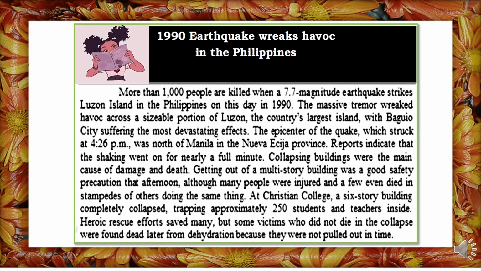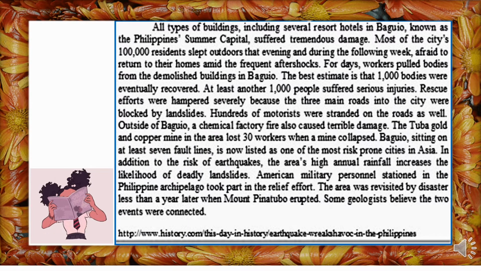At Christian College, a 6-story building completely collapsed, trapping approximately 250 students and teachers inside. Heroic rescue efforts saved many, but some victims who did not die in the collapse were found dead later from dehydration, because they were not pulled out in time. All types of buildings, including several resort hotels in Baguio, known as the Philippine summer capital, suffered tremendous damage. Most of the city's 100,000 residents slept outdoors that evening and during the following week, afraid to return to their homes amid the frequent aftershocks.